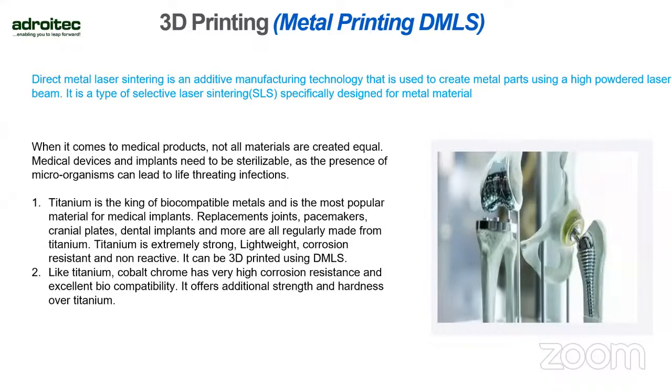Titanium and chromium cobalt are one of the leading metal materials which are king of biomedical metals, and is most popularly used material for medical implants, replacing joints, pacemakers, cranial plates, dental implants, knee implants, clamps, forceps, microscopes, for doing R&D. These types of material is used. Like titanium, cobalt chromium is also very high corrosion resistance and excellent biocompatibility. It offers additional strength and hardness over titanium.